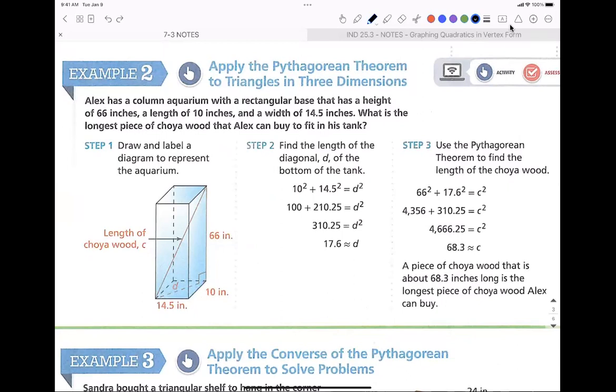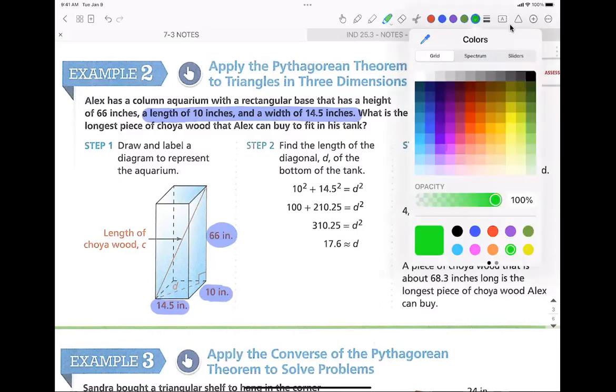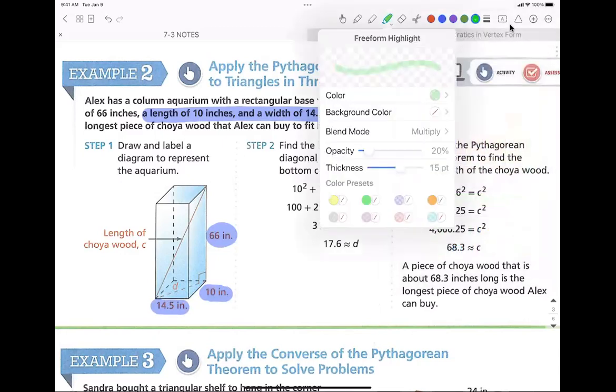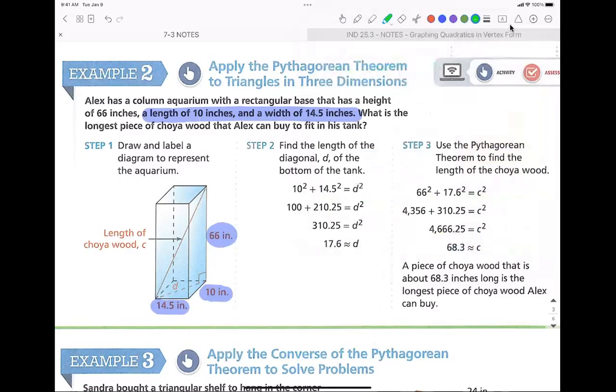Well, if you know the height of the aquarium is 66, we draw that in, and that's where this comes in. Then it says that the base is 10 inches and 14.5 inches. So you've got 14.5 and 10, and we've drawn our little aquarium here. I'm going to change colors here because I want to show you this is what we're eventually trying to get to. We are eventually trying to get to this right here.